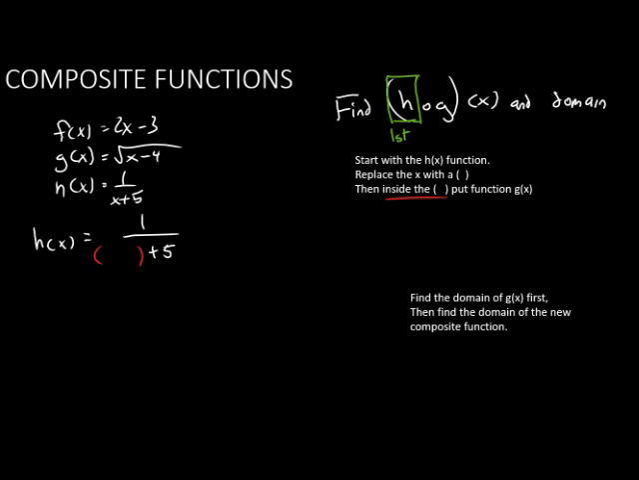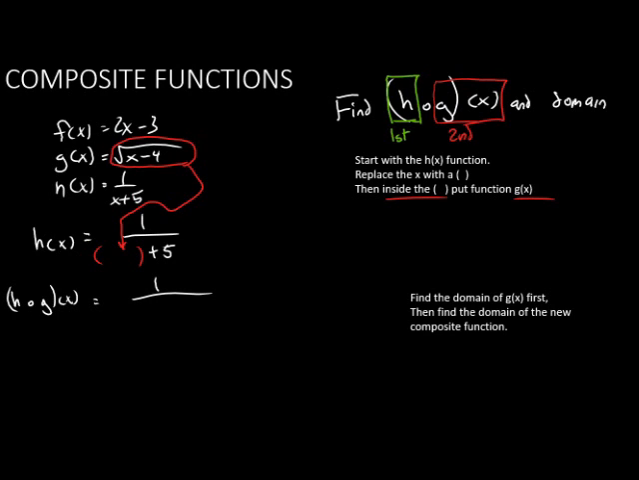Now, inside that parentheses, we're going to put the next function in the chain. The second function in this chain is g of x, and so we'll place this entire function g of x inside that parentheses where I'm drawing the arrow. Therefore, when we do h composite g of x, we will still have the 1 on top of the fraction. However, on the bottom, inside that parentheses, we now place square root of x minus 4. We'll still have the plus 5 afterwards. And so this is our new composite function.